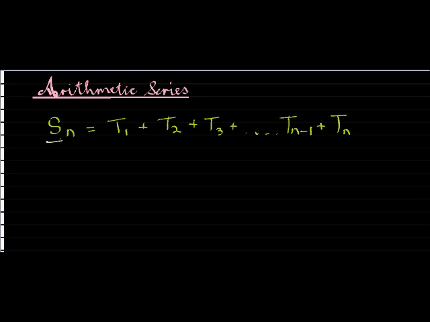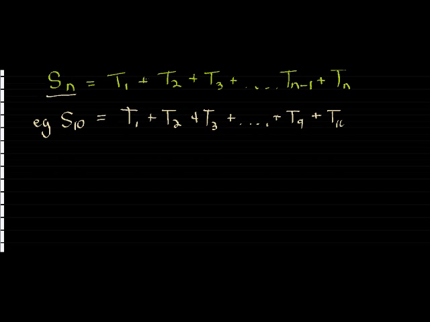The symbol we use for a series is S, and S with a little footnote n means I'm going to sum up the first n terms. For example, S of 10 means I'm going to sum up the first 10 terms: term 1, term 2, term 3, all the way up to my 10th term. The one just before would be term 9, 10 minus 1, and the last one would be term 10. That is how I calculate a series: I add up the terms of the sequence that it represents. So obviously, in an arithmetic series, my terms are the terms of the arithmetic sequence.